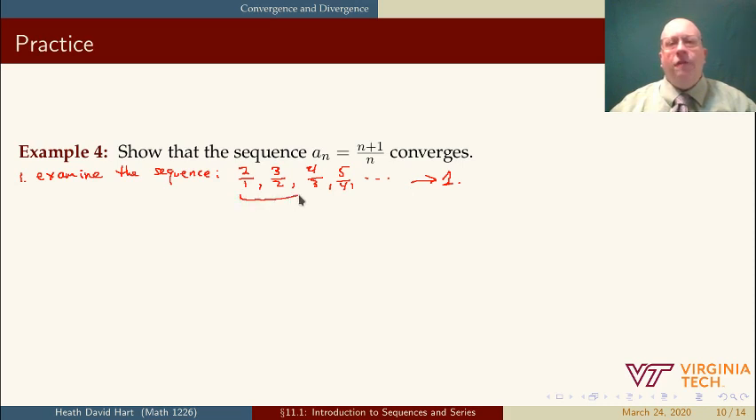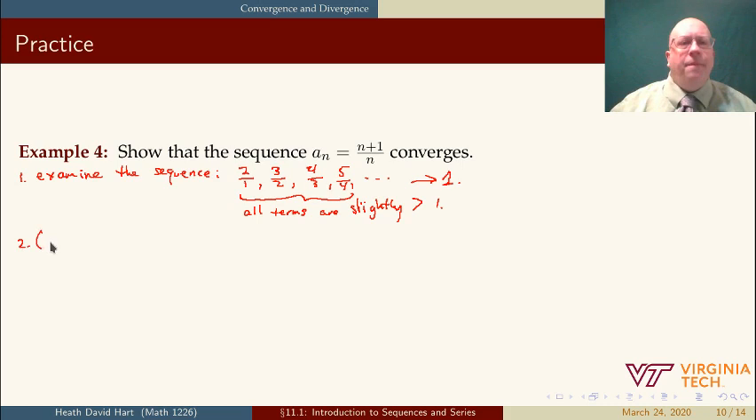All of these terms are slightly greater than 1. But they get closer to 1 as n gets large. So then the second step, and after you've done this a few times, you can skip the second step. But for right now, let's try this.